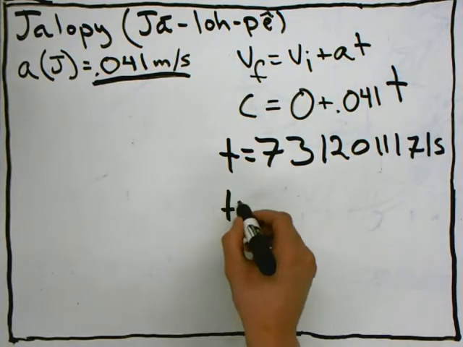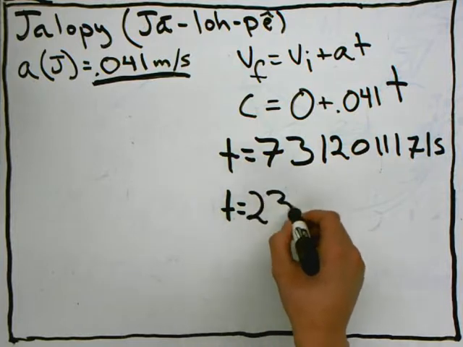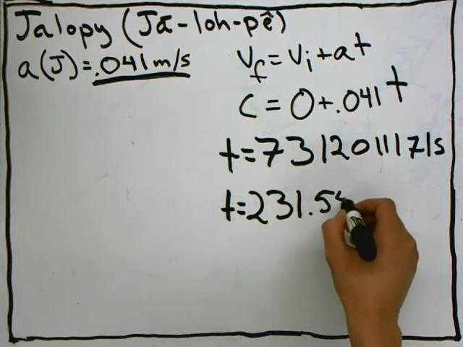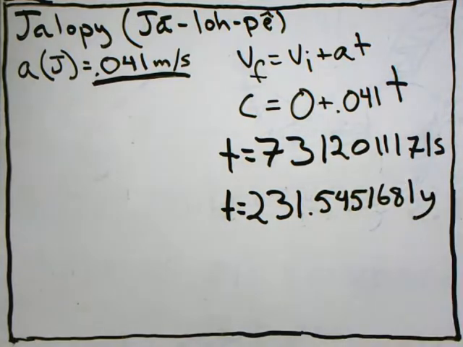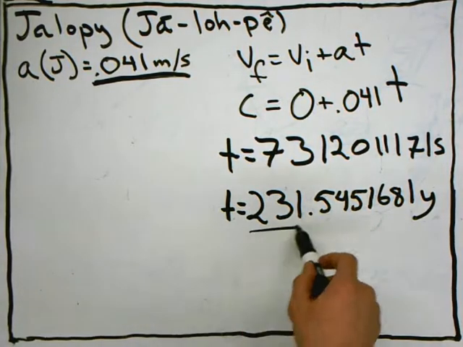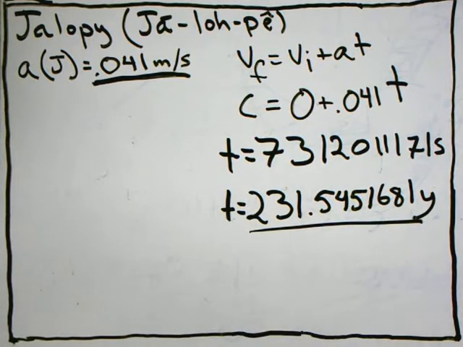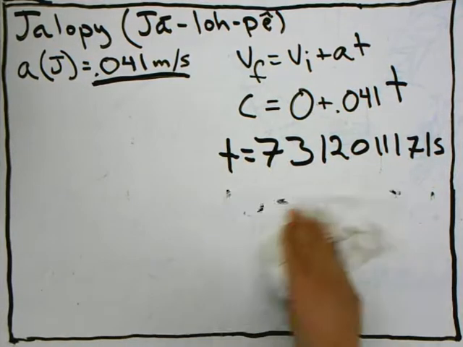which, when we convert into years, is 231.5451681 years. So, effectively, if you're trying to accelerate a jalopy to the speed of light, considering that there is no friction or air resistance, and that the jalopy is structurally stable enough to be accelerated to that speed, it will take you 231 and approximately a half years. So don't do it. Now, we're going to find how much distance this is going to cover.